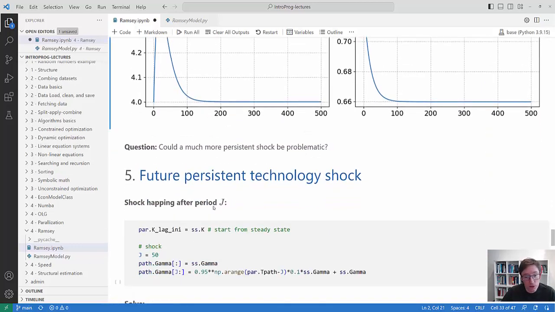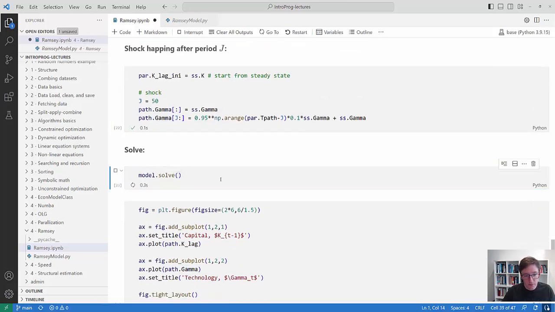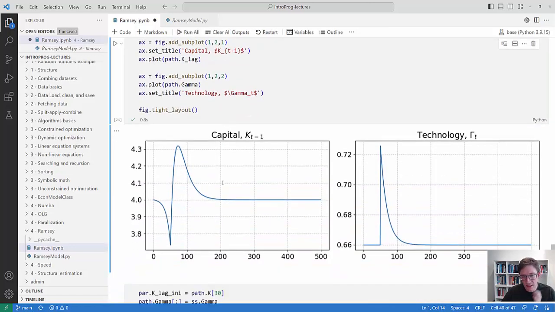Okay, one thing you can also do in this model is that we again start from steady state capital, but now we set technology equal to steady state to begin with, but then starting from period capital J, which is period 50, there is a shock similar to the one we had before. And again, we can now solve the model, and we can see, okay, what goes on here. And we can see that actually now what happens is that at period 0, we learn that at period 50, there will be, 50 periods ahead, an increase in technology.